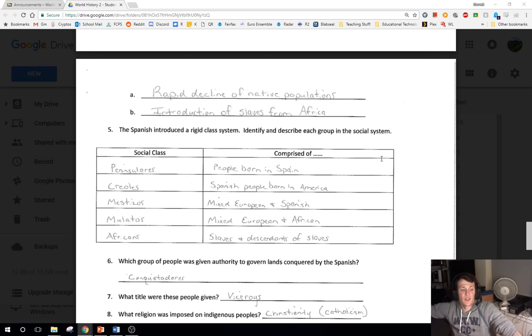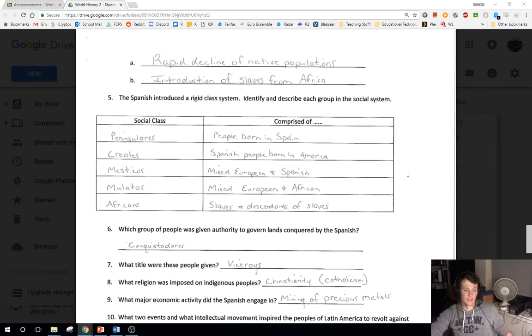So next, the Europeans do end up mixing a lot with the natives in particular, right? And you're going to then get a mixing of blood there, which are known as mestizos. They're going to be ranked a bit higher than the mixed European and African blood, which are known as mulattoes. And then lastly, you're going to have the African slaves and the descendants of slaves kind of at the bottom of the social class there.